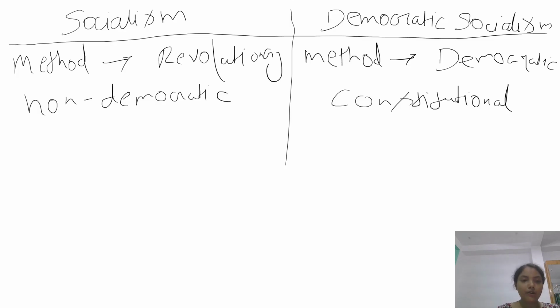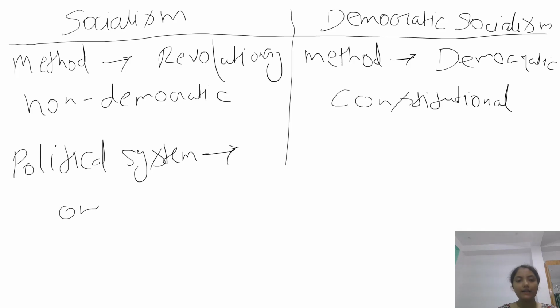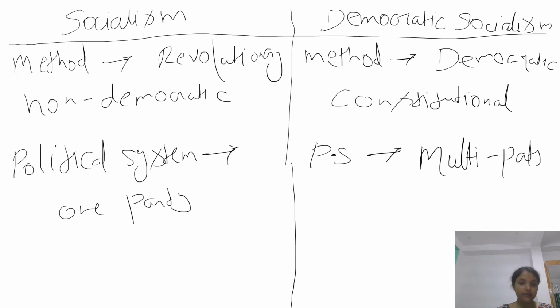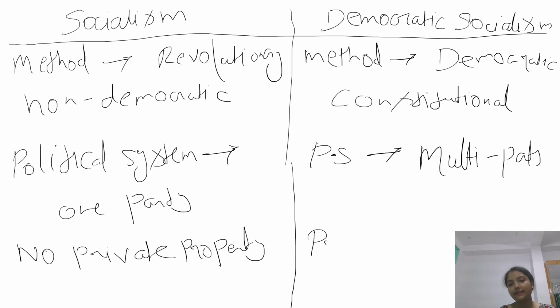In the socialist political system, the nature of the political system is one party. But in India, the political system is multi-party. No private property. But in India, private property can exist.